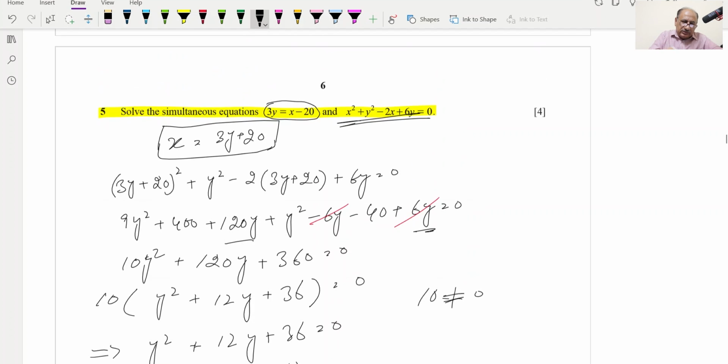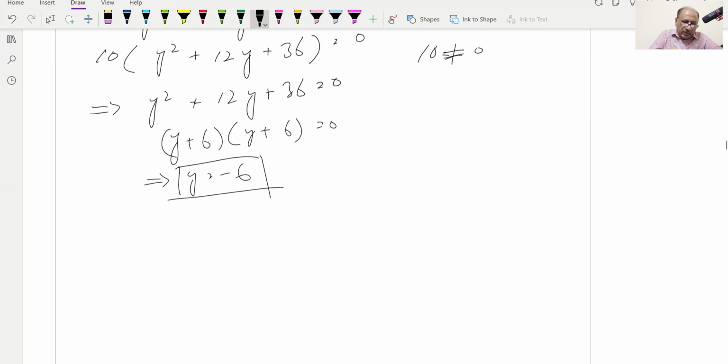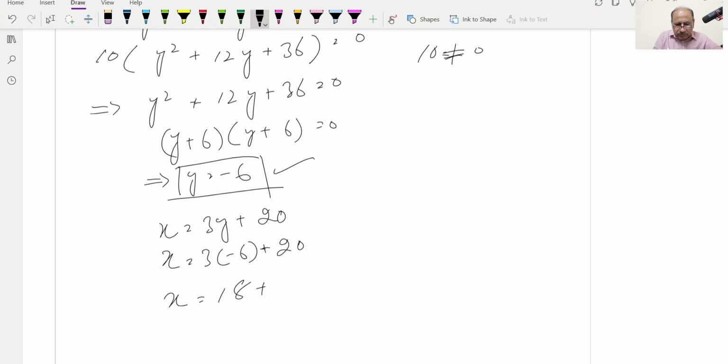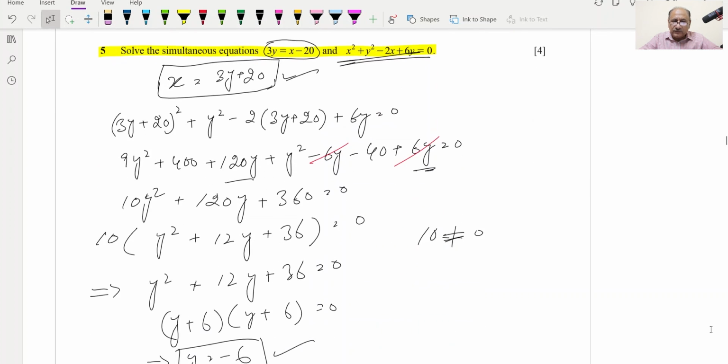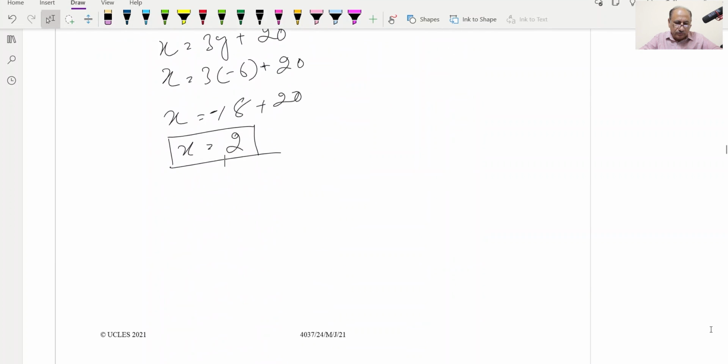And we know x is equal to 3y plus 20, and y is minus 6, so x is equal to 3 into minus 6 plus 20, which is minus 18 plus 20, so x will be equal to 2. Okay, so these will be the x and y values. Basically, these are the simultaneous equations we solved. This was for 4 marks.